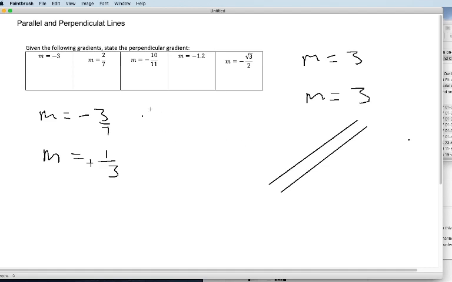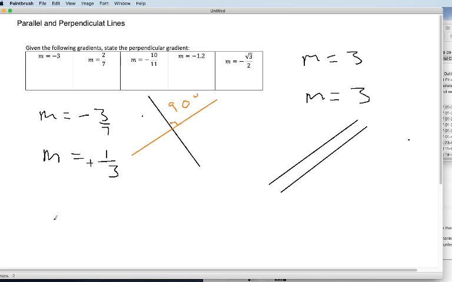Something we've learned is that if you have a negative gradient, it is a line leaning back like so. And if you have a positive gradient, it's leaning forward. So a gradient of -3 could look like this black line, and a gradient of 1/3 could look like this orange line, and these cross at a 90-degree angle here. So that's what we have for perpendicular lines.